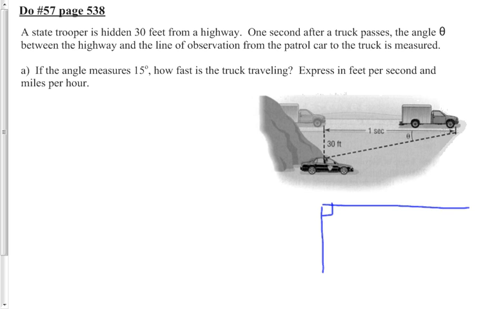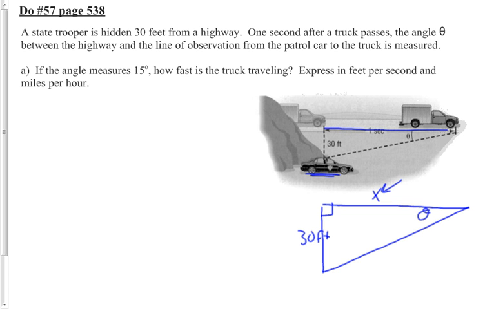So first of all, we have a right angle right there, and the angle that they're measuring is right in this corner here. There's 30 feet from where the cop car is to the road. The time to travel along in this spot here is 1 second. But first of all, we're going to find that x value. If the angle measures 15 degrees, how fast is the truck traveling? Keep in mind, in this case, we'll find feet per second. So if we can find what that distance for x is, that will give us the feet that they traveled in that 1 second.